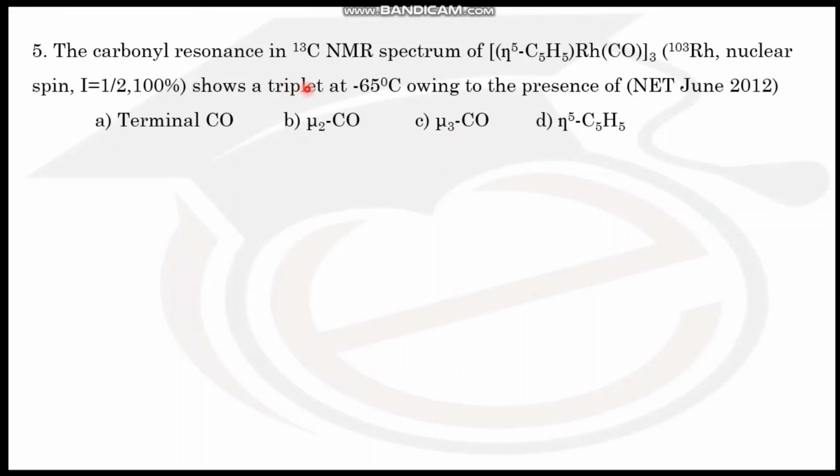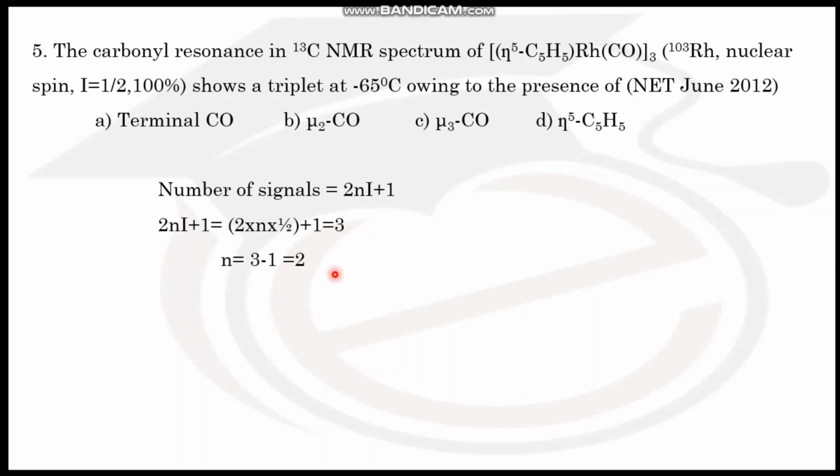How can we find out? It is given that it is a triplet, and we know the formula for the number of signals: 2nI plus 1. Now we have to consider rhodium, and find how many rhodium atoms are present. So in the place of n we have to find the value. 2 times n times 1/2 plus 1 is equal to 3, which means triplet. So n plus 1 equals 3, or n equals 3 minus 1 equals 2. That means n is 2, so 2 rhodium are present. 2 rhodium present means it is a bridged carbonyl, and all the carbonyls are in a single environment. That's why we are getting a single signal, right?